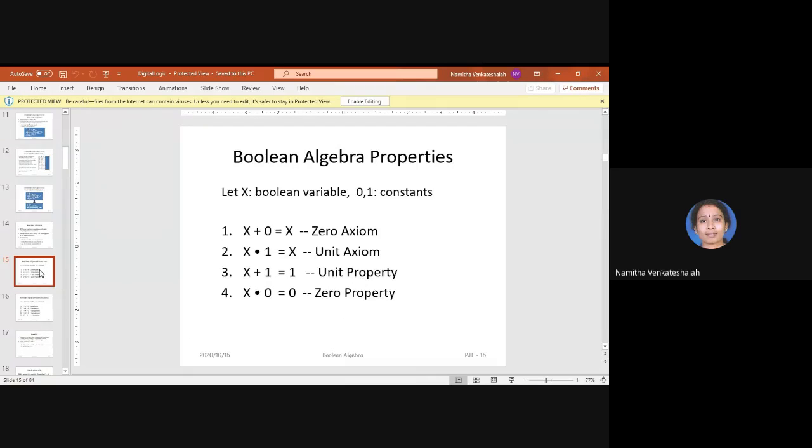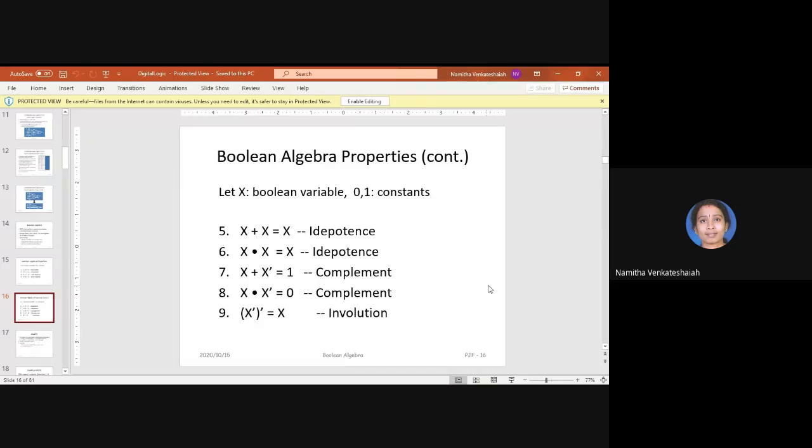So Boolean algebra has various properties. X plus 0 is X, obvious, right? Addition will not make any difference. X dot 1 is X, called the unit axiom. X plus 1 is always 1, because if X is 0 it will be 1, and 1 plus 1 is also 1 in Boolean algebra. And X dot 0 is 0. Likewise, we have many rules. X plus X is X itself. X dot X is X itself. X plus X dash is always 1.